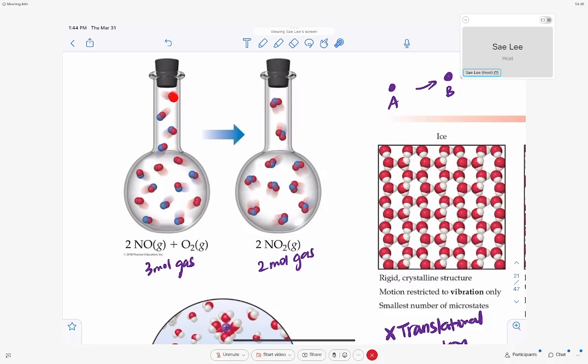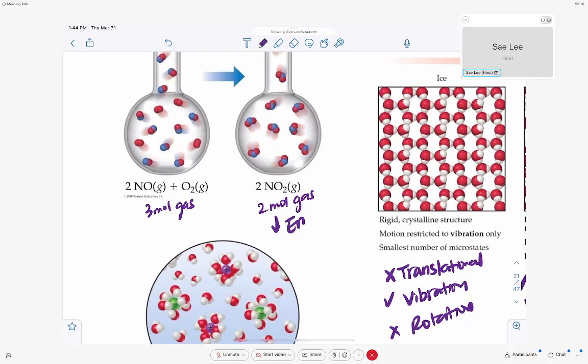As you can also see from the diagram, the number of molecules significantly decreases because of the new bond formation. Due to the decrease in the number of molecules, fewer motions and fewer possible arrangements are available in the second flask, the product flask. So what would happen to the entropy? The entropy would decrease. You have more molecules, increase in entropy. Now you're generating fewer moles of gas, fewer molecules, so your entropy decreases.